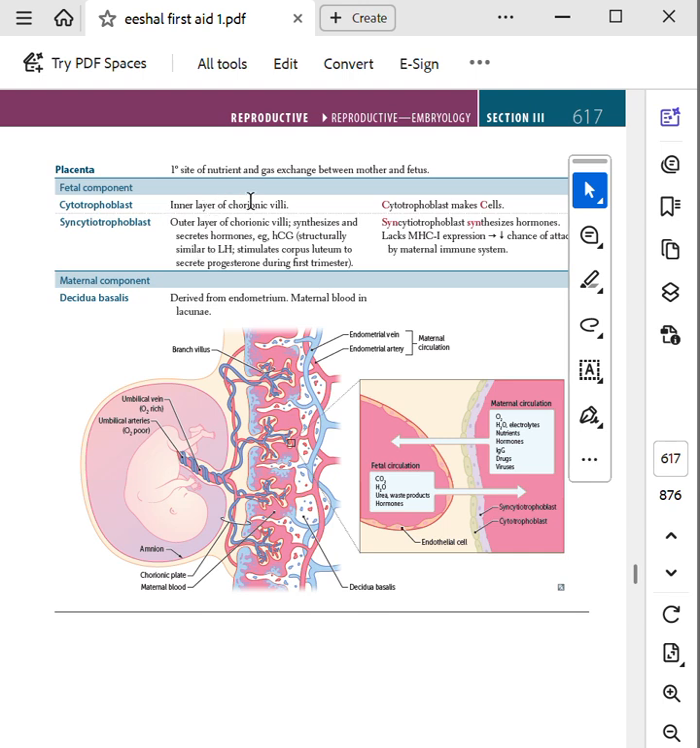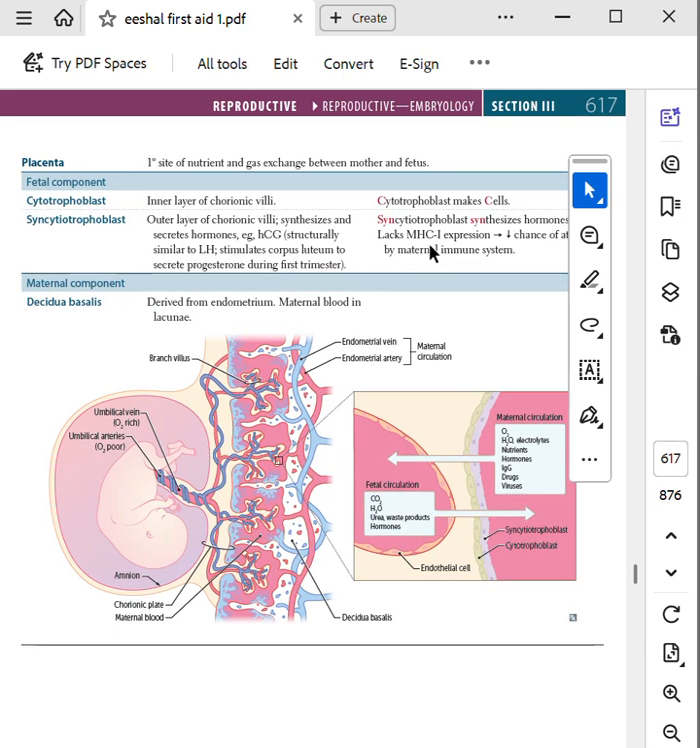The inner layer of chorionic villi is basically the cytotrophoblast. The cytotrophoblast makes cells. Now, the outer layer of chorionic villi has syncytiotrophoblast. This synthesizes and secretes hormones like HCG. This is structurally similar to LH. It stimulates the corpus luteum to secrete progesterone during the first trimester.